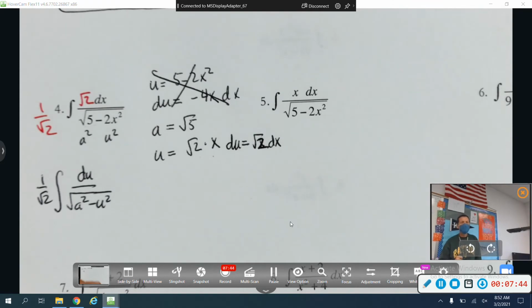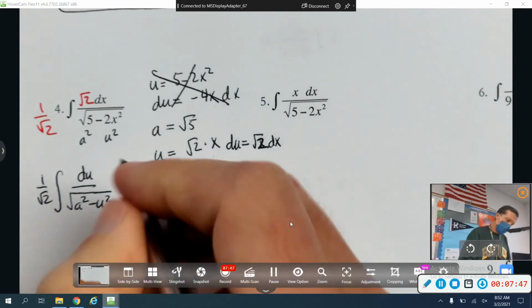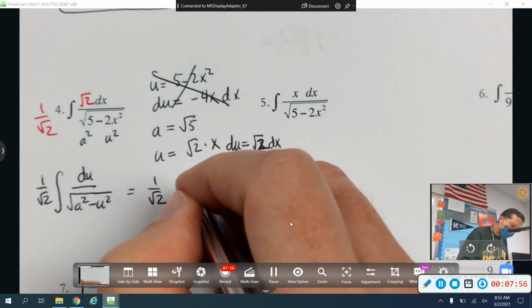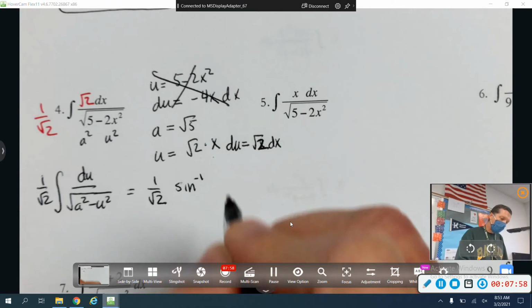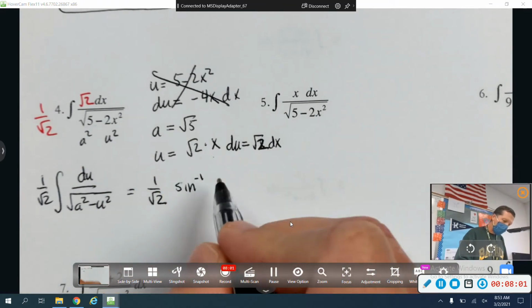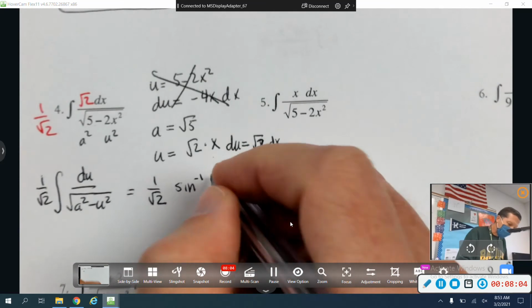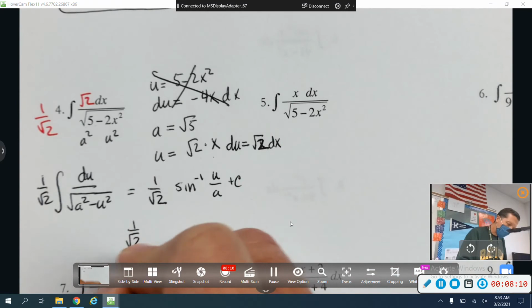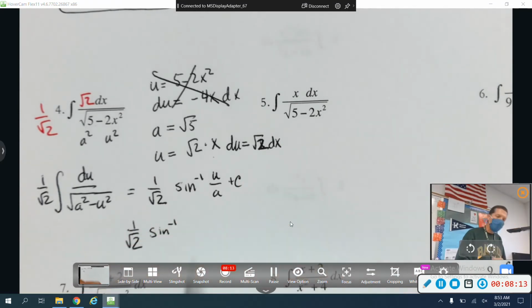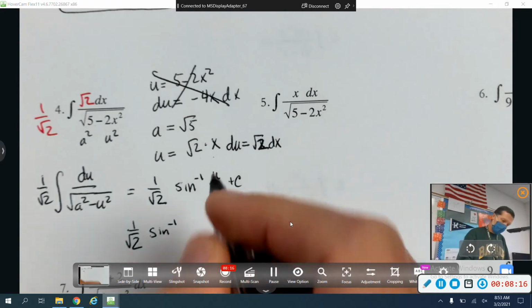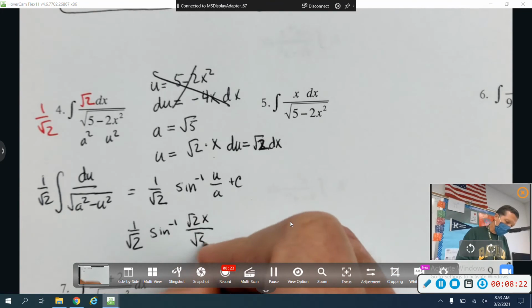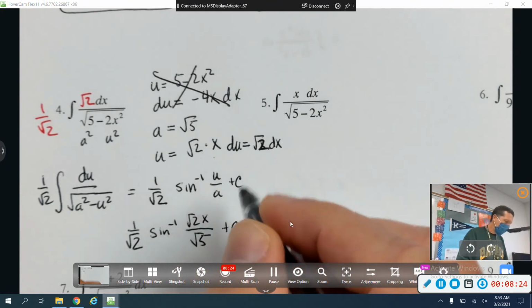Clean it up a little bit. So 1 over square root of 2, still just going along for the ride. The antiderivative of du over the square root in the bottom is inverse sine of u over a, plus c. Some of you would have substituted u and a back in on the fly, and that's okay. U is square root of 2 times x, and a is the square root of 5, plus c.